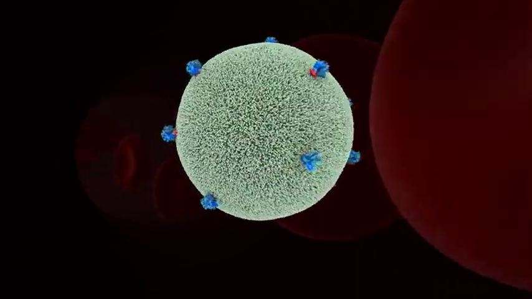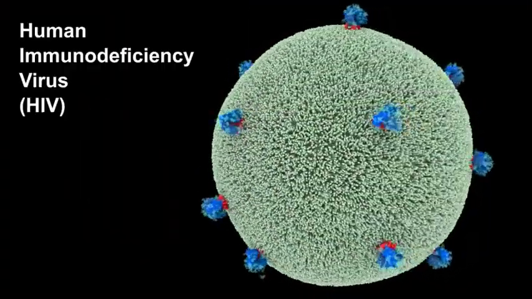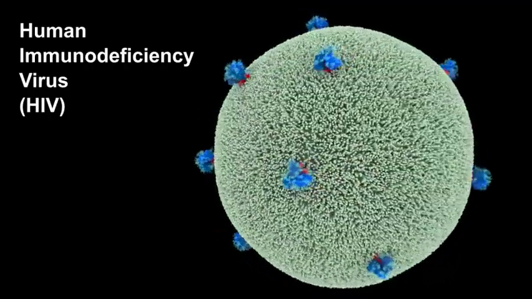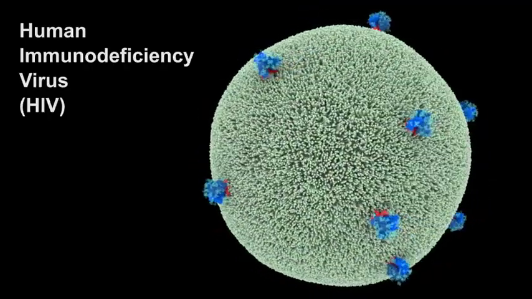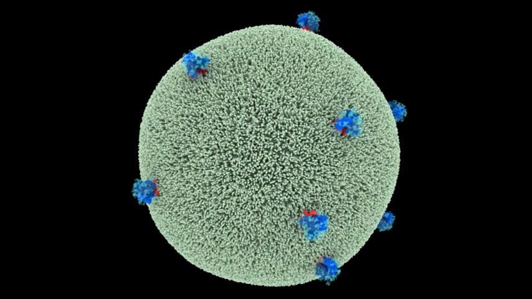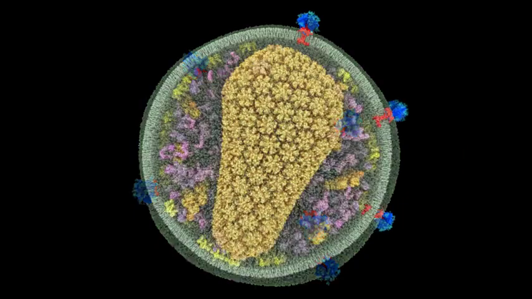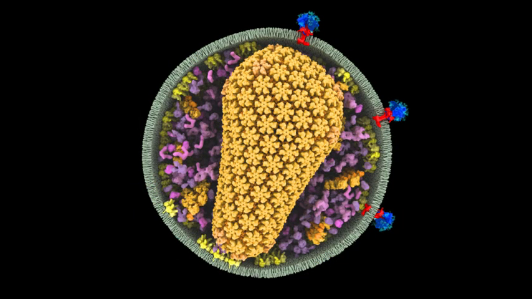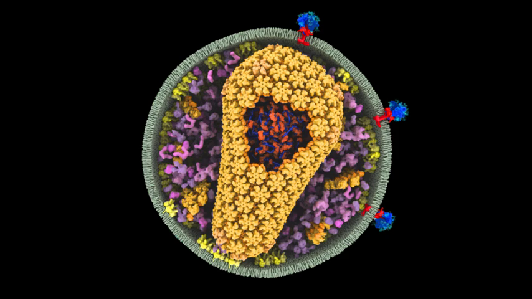HIV first enters the body through the bloodstream. The viral particle is surrounded by a membrane that's studded with viral proteins known as envelope proteins. In this cross-section, the conical-shaped capsid, shown in orange, houses the RNA genome, shown in blue. Accessory proteins are shown in purple.